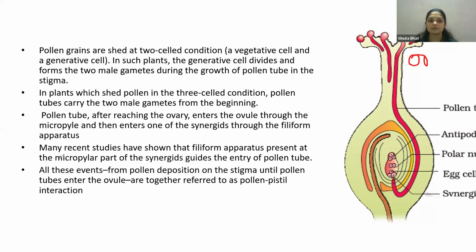And so when the pollen tube reaches the ovary, it enters the ovule through the micropyle and enters one of the synergids through the filiform apparatus. So you have seen the diagram of the embryo sac. Your filiform apparatus will be there. They guide these male gametes, and so like this, the male gametes enter the embryo sac. So this is how the pollen pistil interaction takes place.